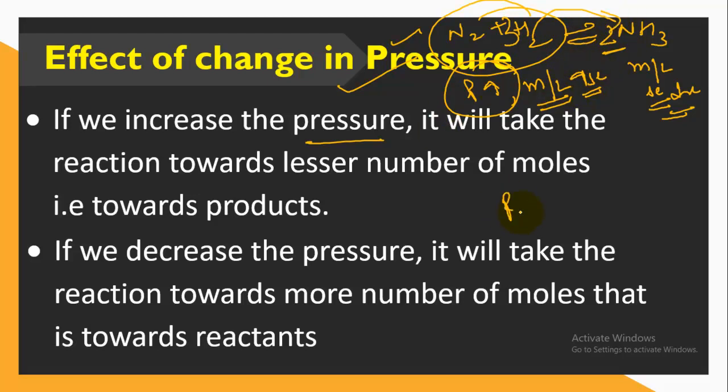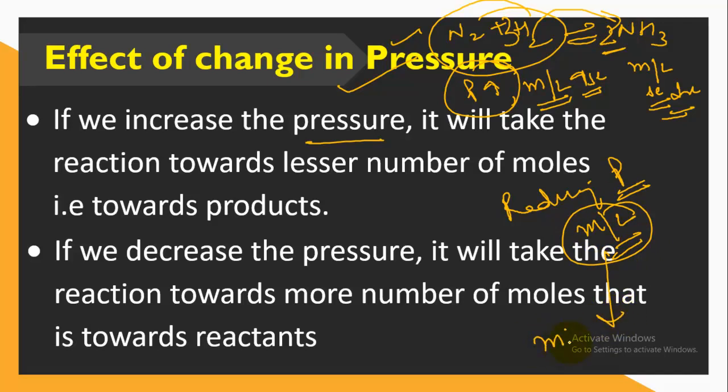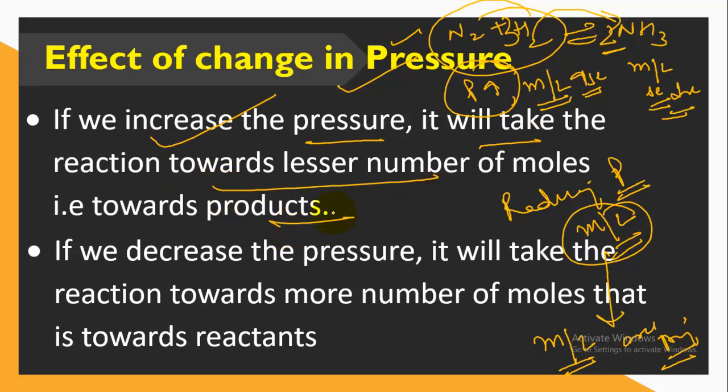Likewise, if you are reducing the pressure, moles per liter are decreasing. So what side will be favored? That side will be favored where moles per liter are increasing. So we can write it this way: if we increase the pressure, it will take the reaction towards lesser number of moles, that is towards the products or reactants depending upon where the moles are lesser. And if we decrease the pressure, it will make the reaction proceed towards more number of moles. That can be reactant, that can be product, depending on the reaction, because moles are different for different reactions.